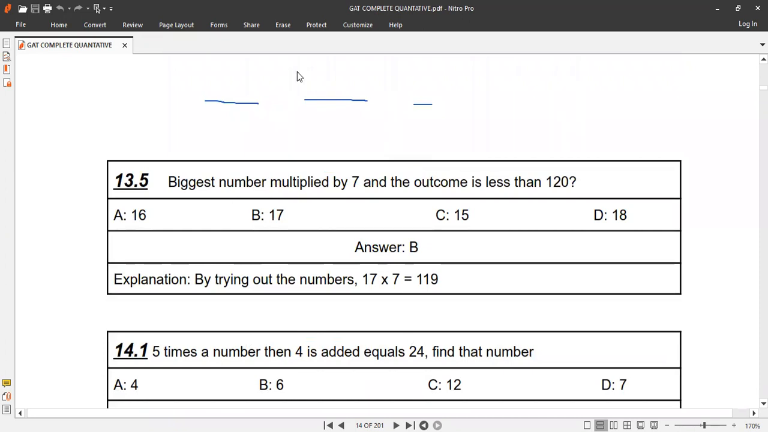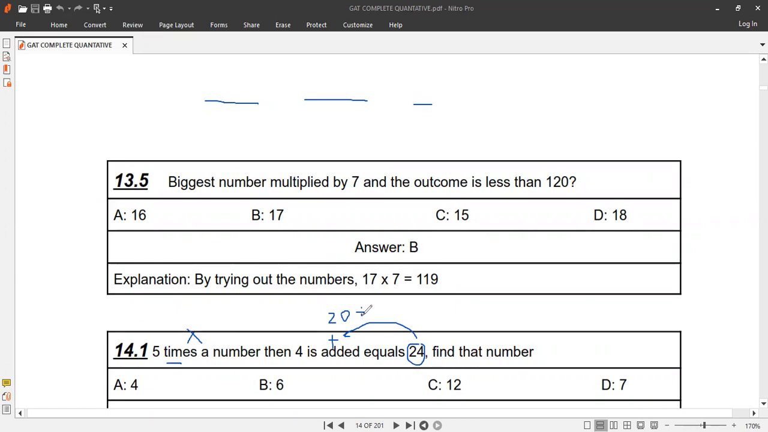Here, 5 times a number, it means multiply. Then added, it means plus. So the result is 24. So I will go back. Here they added 4, so I deduct 4. I subtract 4 from 24. It becomes 20. Now, because we multiply by 5, we divide by 5.